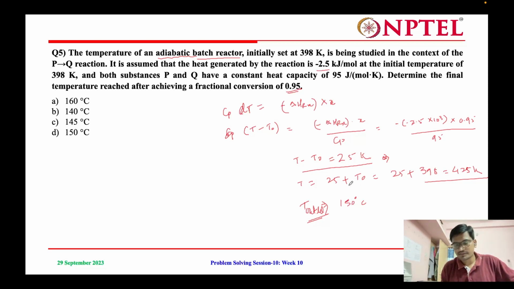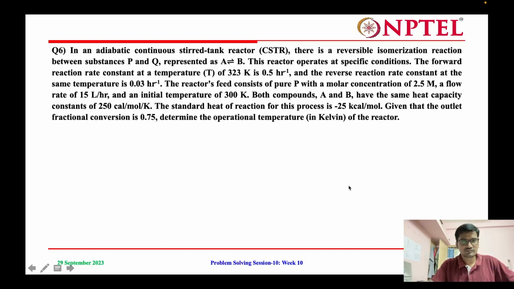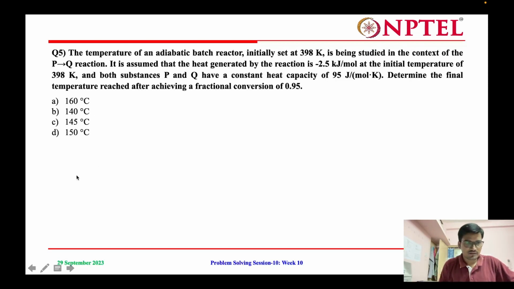Generally, the outlet temperature is greater; the product temperature is higher compared to the feed. This is one MCQ question. The option is D.